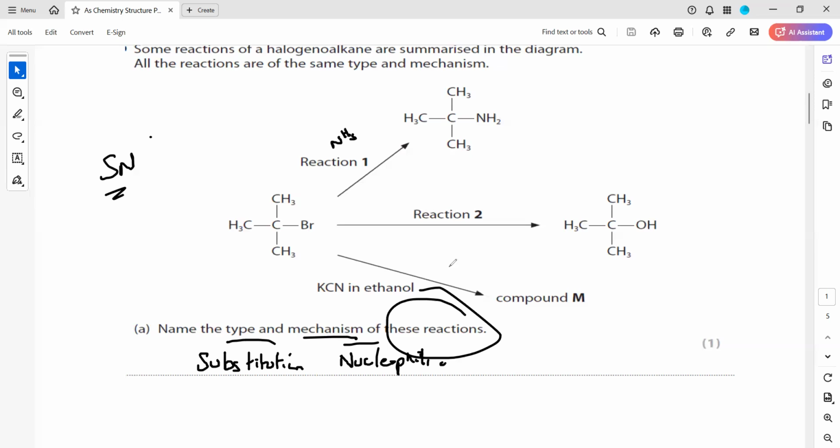For those who just joined now, this is structure pop quiz 12 related to the topic alcohols and halogenoalkanes. So for this reaction, it will be reacted with ammonia. What about the second reaction? Here we use KOH, potassium hydroxide. It is aqueous potassium hydroxide.